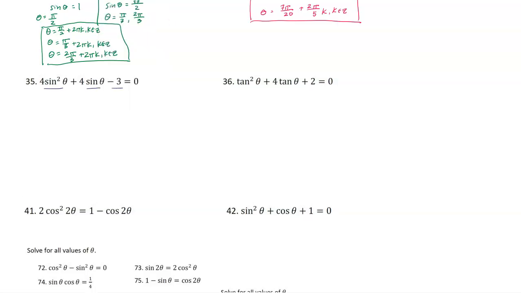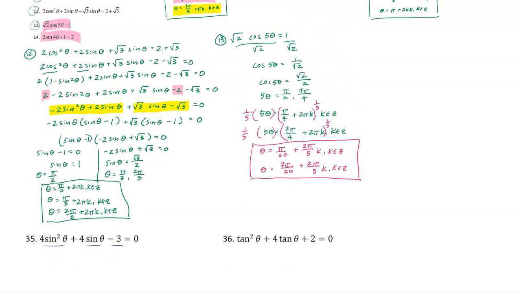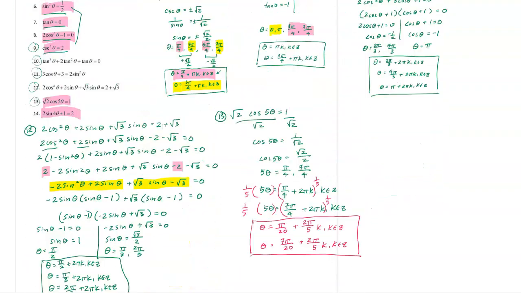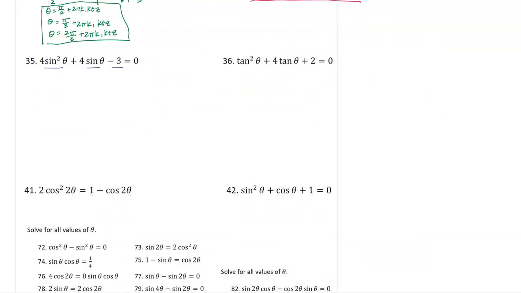3 terms. Okay, I think this one involves double identities. No, this is just, this is not advanced. Not yet. Okay, I lied. These are not advanced. Okay, you can just factor. So 2 sine of theta, 2 sine of theta. Is it? Plus 3 minus 1.